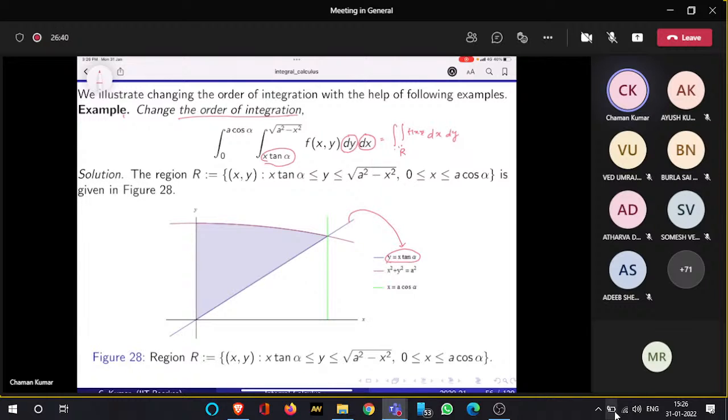Then you take the upper limit of y. From the upper limit of y, you get y equal to under root a square minus x square. So you square both the sides, and bring this x square to the left hand side. So y square plus x square is equal to a square.